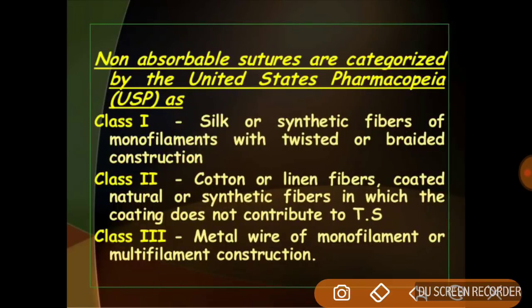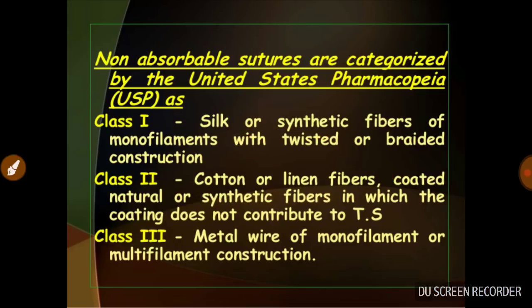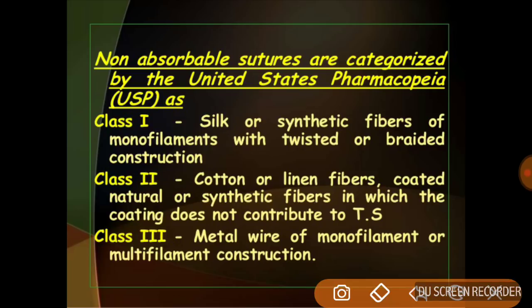One more classification exists depending upon the United States Pharmacopoeia, class 1, 2, 3. It's very easy. Class 1 is silk or synthetic fibers of monofilament with twisted or braided construction. Class 2 is cotton or linen fibers, that is the fiber strength in which the coating does not contribute to the tensile strength. And class 3 is very easy, just metal wire and monofilaments, that is class 3.